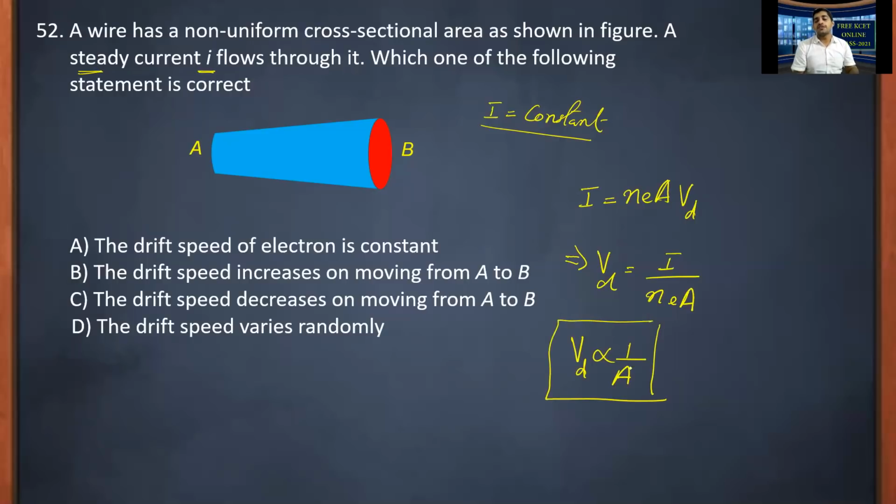So higher the area of cross section, lesser the drift velocity. Lesser the area of cross section, higher the drift velocity. So what should happen if I take the drift velocity at A as VDA, and drift velocity at the end of this, say VDB? Obviously, the electrons, when they drift from A to B, the drift velocity gradually decreases. Why? As the area of cross section goes on increasing, drift velocity has to decrease. So the drift speed decreases on moving from A to B. So the option must be the C one.